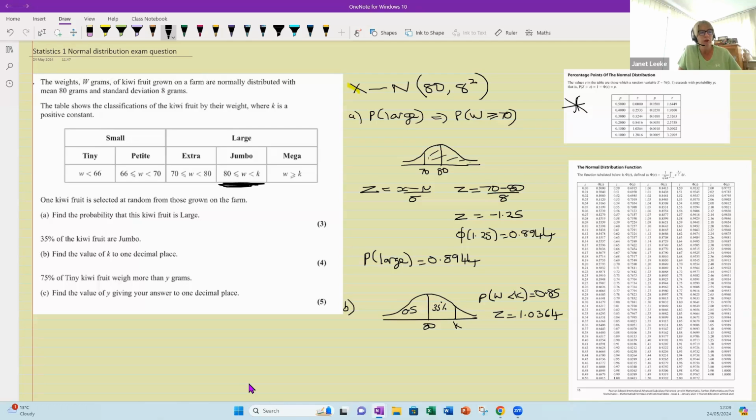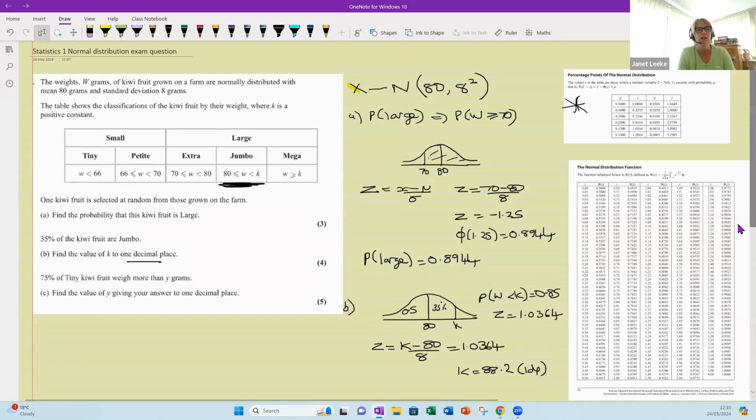So now I just need to put it into table form. K minus 80 over 8, and we know that equals 1.0364. So that tells me that my K is equal to 88, now it says one decimal place, 88.2 to one decimal place. True value there from the calculator, 88.2192. But I always read the accuracy that they want it given in.